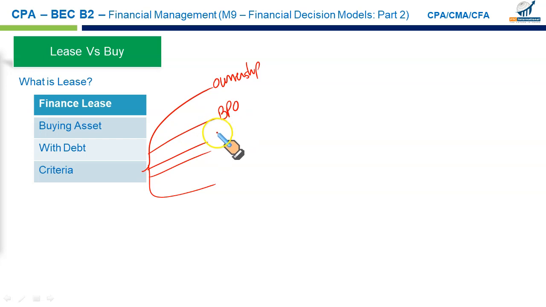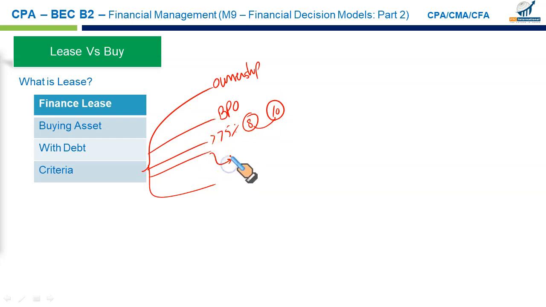Or the third criteria, if the lease term is more than 75% of the life of the asset. Let's say the estimated life of the asset is 10 years, and the lease term is around 7.5 years or 8 years. So you can say that almost 80% of the life of the asset is covered under the lease. So it's almost over within the lease. So if the lease term is more than 75% of the estimated life of the asset, the lease is a finance lease. This is the third one.